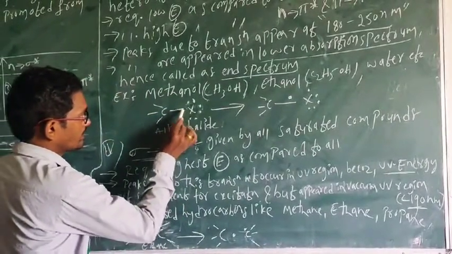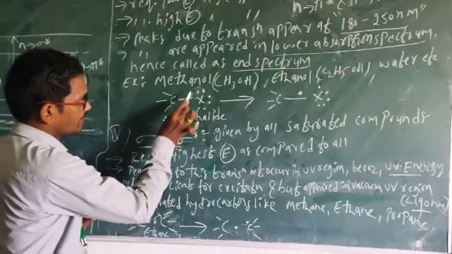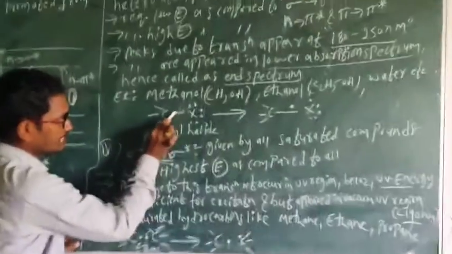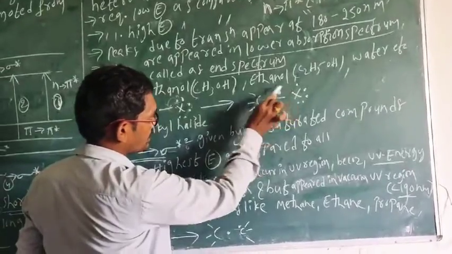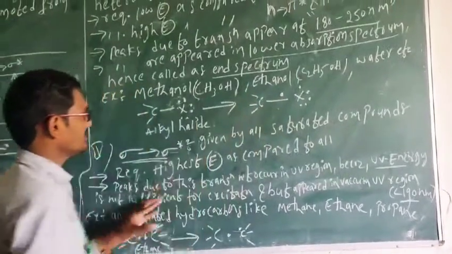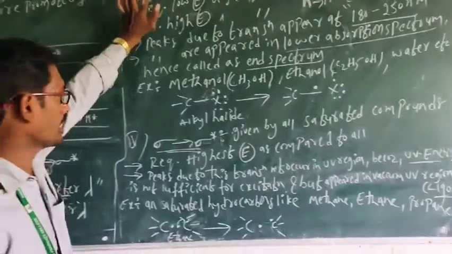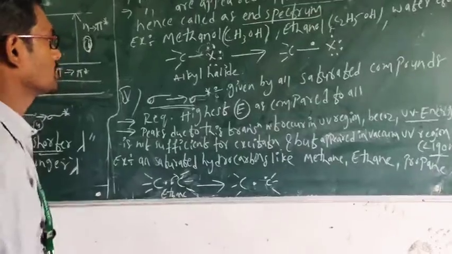This is a sigma bond, right? This electron is shifted to here. The lone pair of electrons, the n electron, the non-bonding electron, is shifted to the sigma star transition. This is a sigma bond. You can see here this electron which is from here shifted to here. This is the representation of n to sigma star transition. And the last one is sigma to sigma star transition.